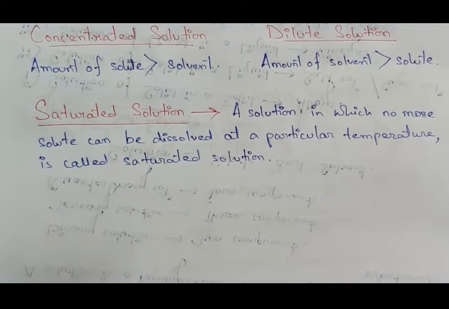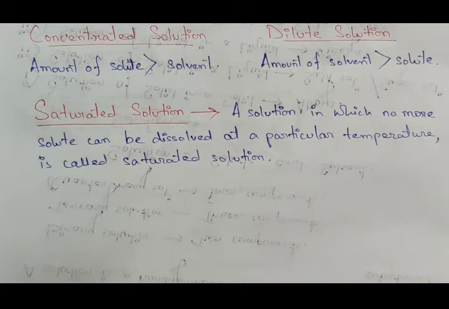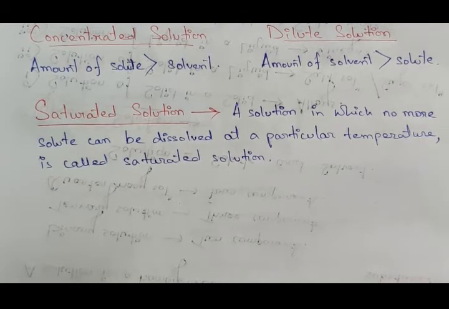For example, let's take the example of an aqueous salt solution. If in an aqueous salt solution no more salt can be dissolved at a particular temperature, let's take room temperature only. Whenever we are adding salt to the water, when no more salt can be dissolved at room temperature, in that case that solution will be called the saturated solution. So a saturated solution contains the maximum amount of the solute which can be dissolved in it at a particular temperature.